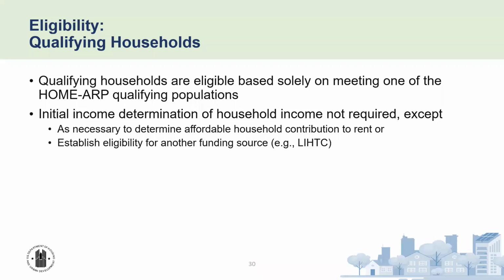Unless there is an income requirement for another project funding source or an income requirement is included in the definition of the qualifying population, the household does not have to meet income requirements like HOME. The household qualifies based solely on its status as a member of a qualifying population. That said, the PJ does have to examine the qualifying household's income to determine the tenant contribution to rent, which I'll address in a couple of minutes.